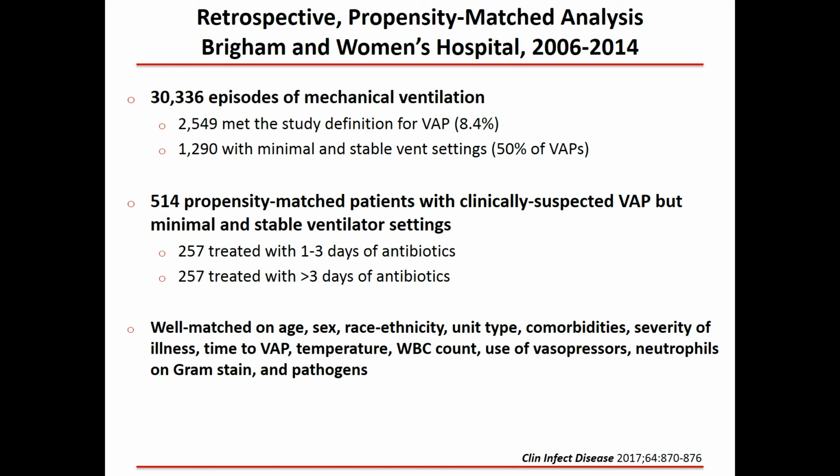So this was a retrospective propensity matched analysis in one hospital, looked at 30,000 patients on mechanical ventilation, of whom about 84.4% were being treated for VAP. And about half of that VAP population, interestingly enough, fell into this category of minimal and stable ventilator settings. The 514 patients were propensity matched, 257 treated with less than 3 days of antibiotics, 257 treated with more than 3 days of antibiotics, and were well matched with regard to a number of potential confounders.